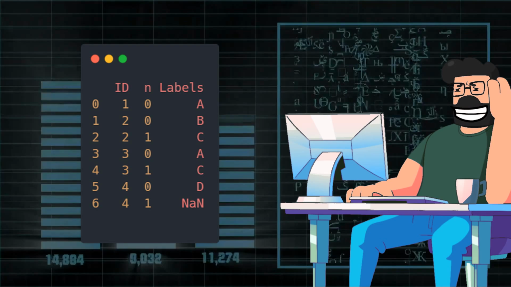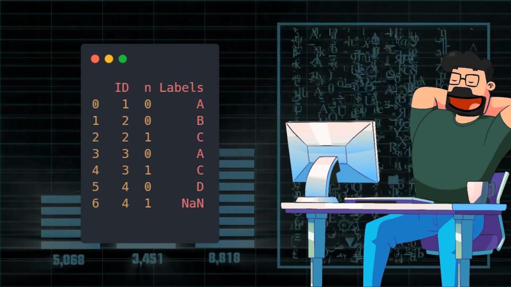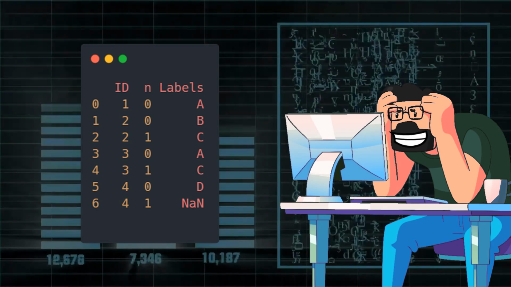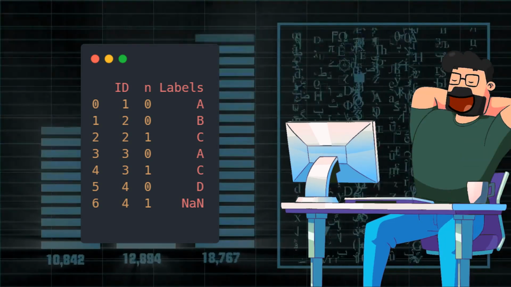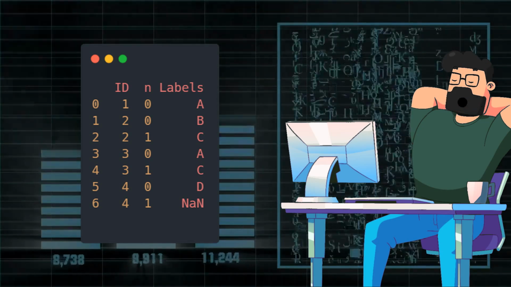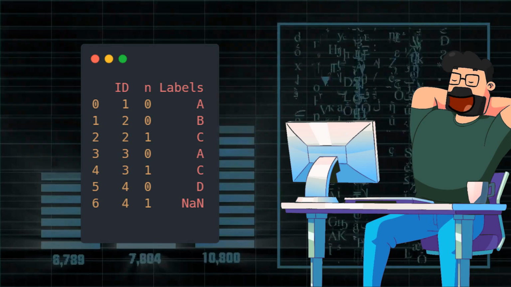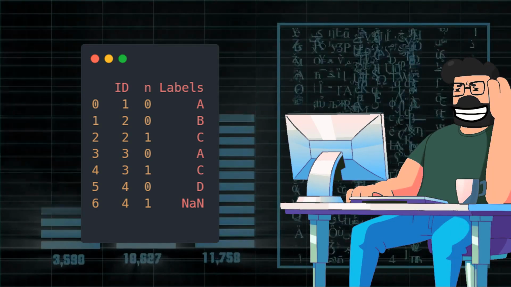Continuing with the solution, the next step refines the output by displaying the resulting data frame with the ID, in, and labels columns. By organizing the data in this structured format, we can clearly see how each ID corresponds to the respective labels, while handling repetitions gracefully, ensuring a clean and informative dataset for further analysis.